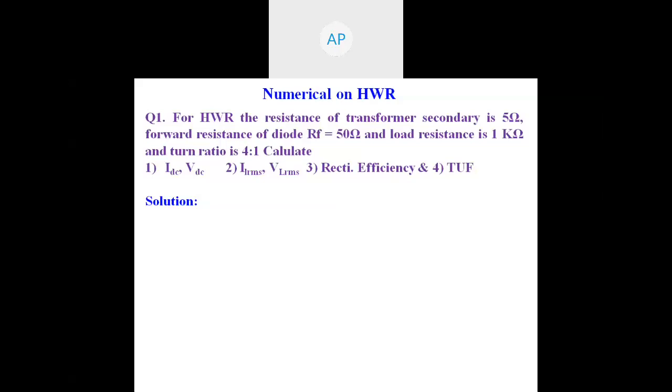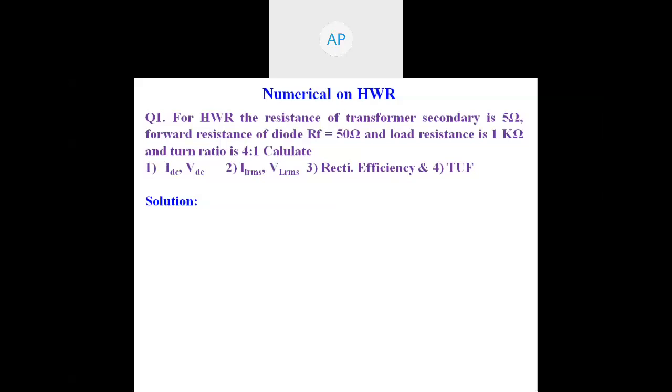the transformer utilization. Basically, VDC is given as VM divided by pi, IDC is given as IM divided by pi. The load RMS voltage is given as VM divided by 2, and the load RMS current is given as IM divided by 2. The efficiency involves an expression in terms of RF, RS and RL, and the transformer utilization factor is similar. From all these expressions, we see that we require VM and IM.